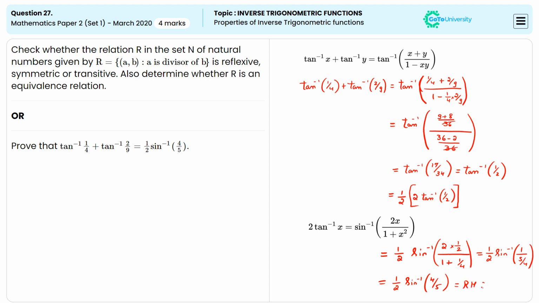Now as we can see here, we started with LHS and we have got the final answer as RHS. This is the proof.